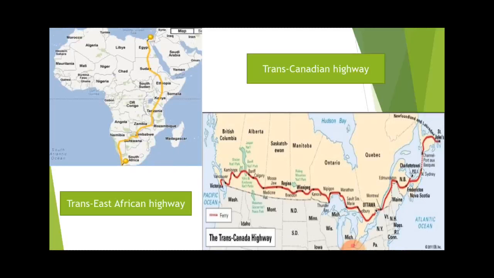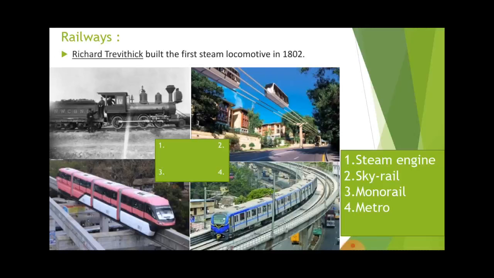Now the next is the railway. So what is the railway? Railway is another form of landway transport. First, the railway was in the form of the steam engine. Richard Trevithick was the first person who built the first steam engine, in 1802.